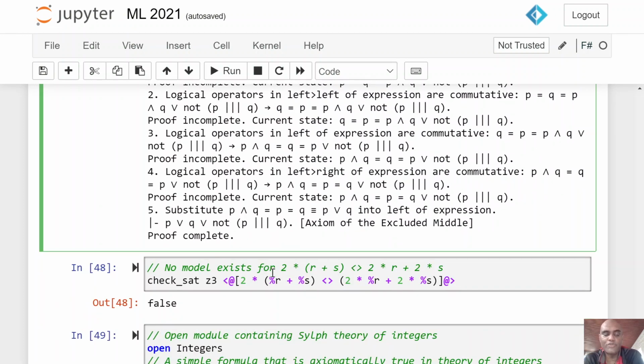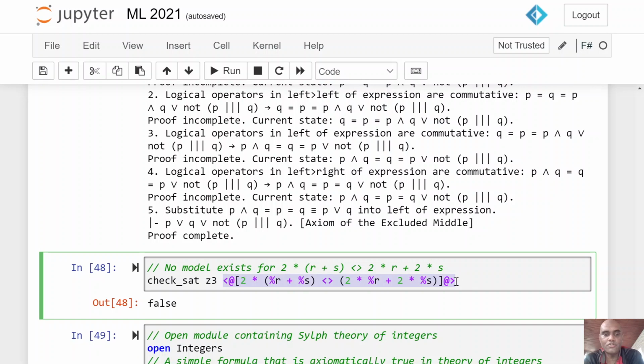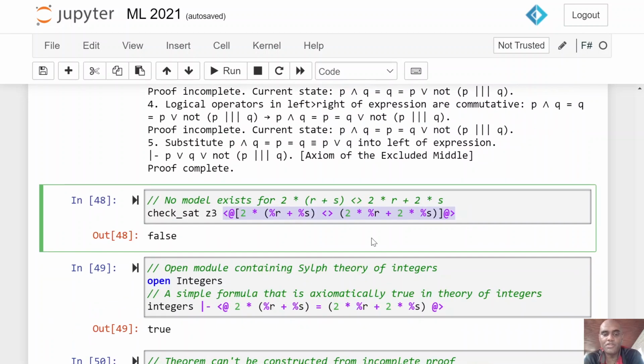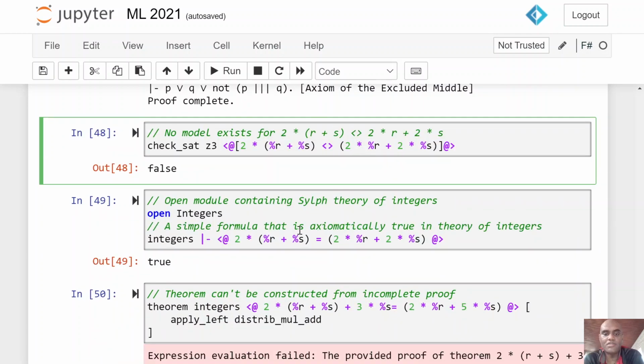Now, in addition to SELF, we can also use Z3 to find counterexamples. In this particular case, for this formula, we see that no model exists for the counterexample. So we know that this particular theorem is valid. This is just the distributive rule for multiplication over addition, which is axiomatically true in the theory of integers that SELF has.